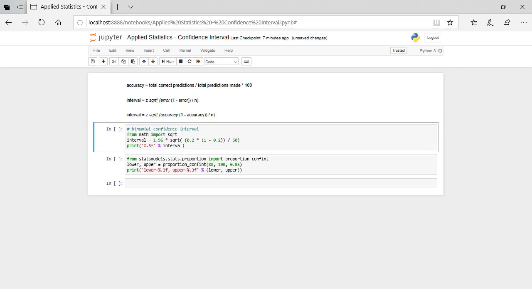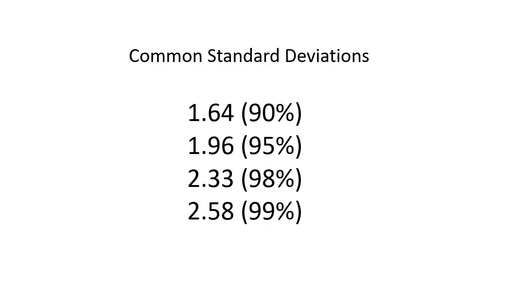n is the size of the sample, sqrt is the square root function, and z is the number of standard deviations from a Gaussian distribution. Technically, this is called a binomial proportion confidence interval. Commonly used numbers for standard deviations from a Gaussian distribution and their corresponding significance levels are presented on screen.